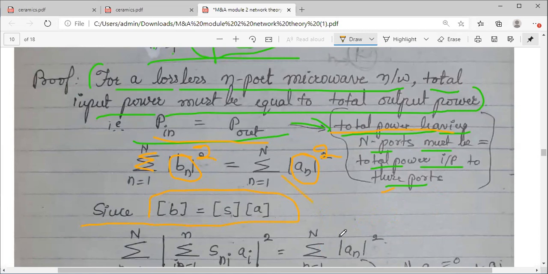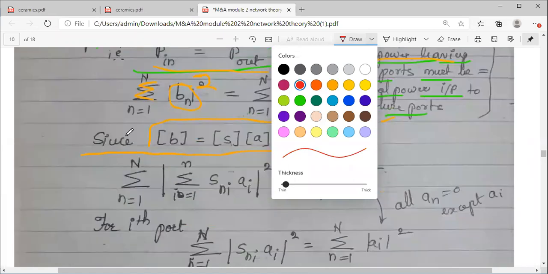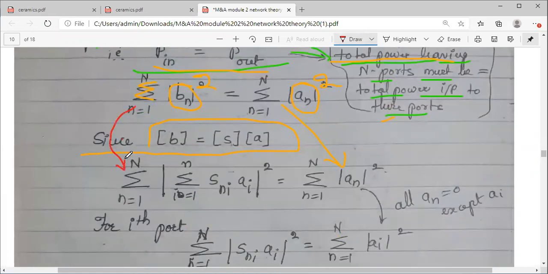So what I will do, RHS I will keep the same. In LHS, summation also I am keeping the same. Instead of B, I am writing S into A. And since we are considering n number of ports, again I have to consider all n numbers. That's why one more time I have to take summation. You might be asking why two summations. So this summation is as it is, which indicates all the traveling waves squares. We are considering that is output power or input power, whatever.